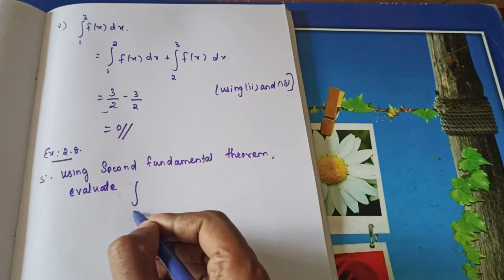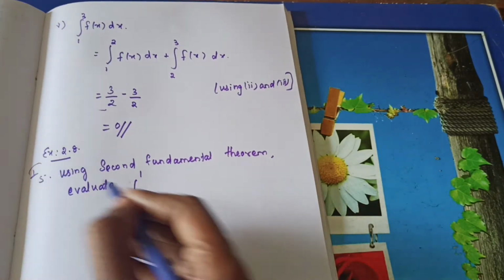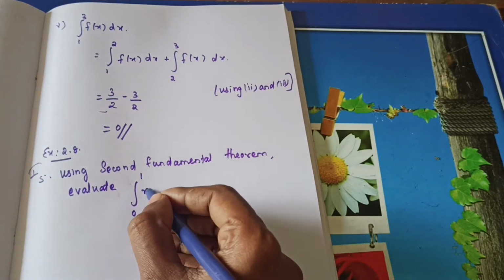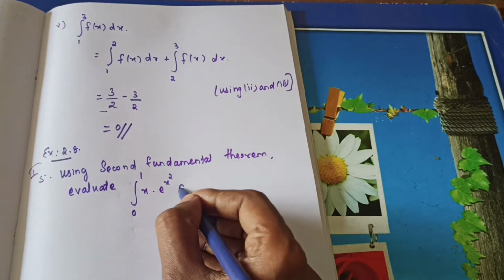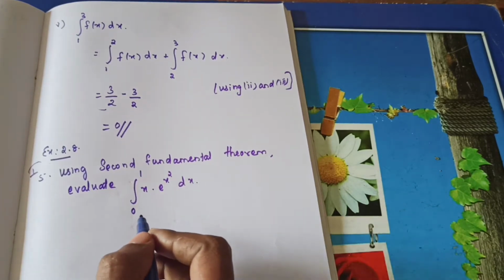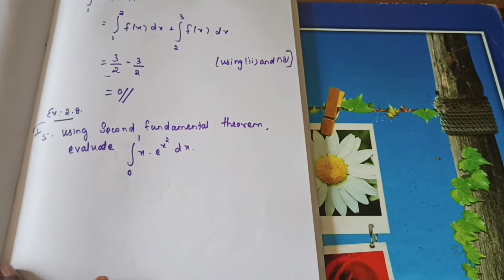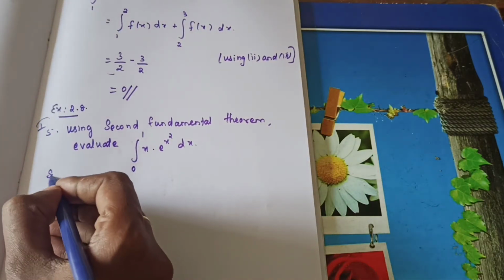Question is the integral of 0 to 1, that is first Roman, fifth problem: x into e power x square dx. Okay. So how will we do? We will do it by the substitution method. Okay. So solution.